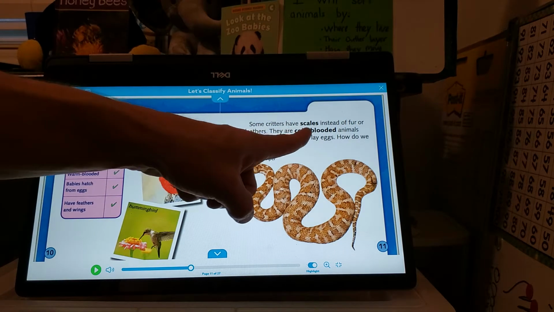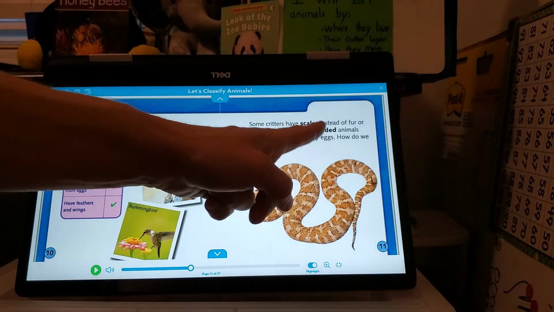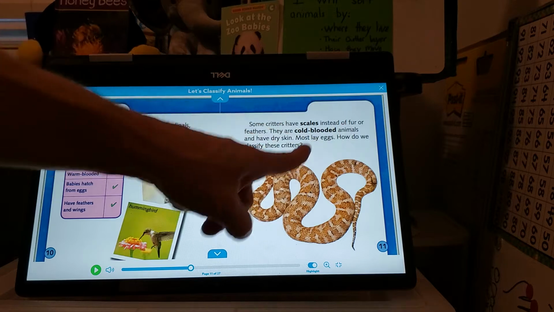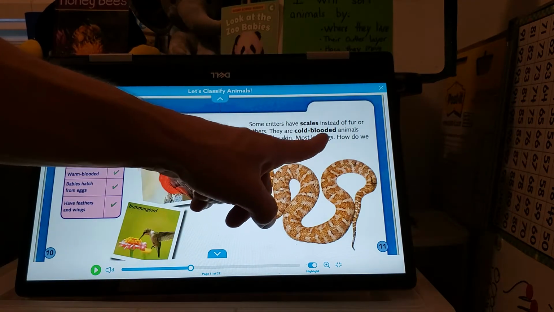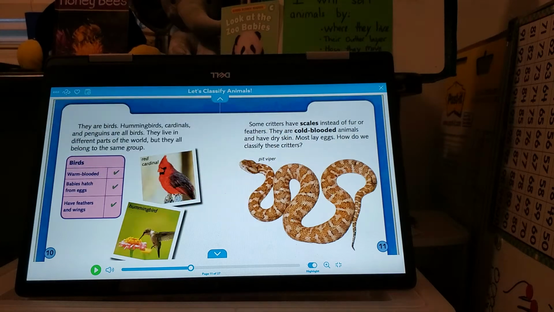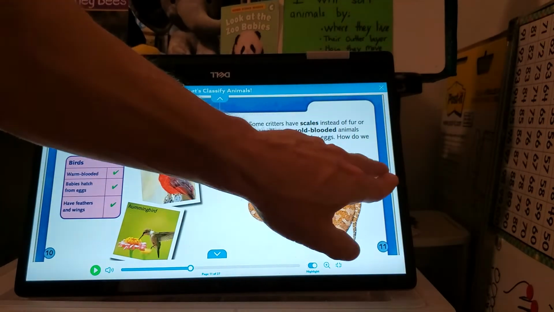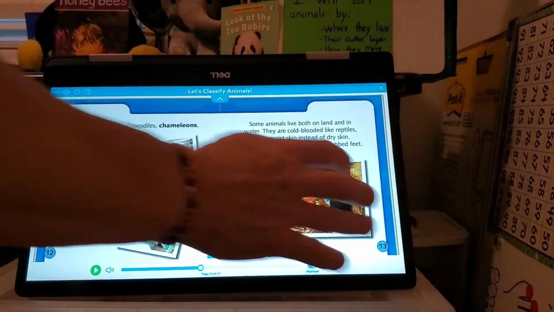Some critters have scales instead of fur or feathers. They are cold-blooded animals. See the difference? Warm-blooded and cold-blooded. And they have dry skin. Most lay eggs. How do we classify these critters? Ooh, what are these guys called? It looks like snakes, the pit viper. Let's see. What do we call them?